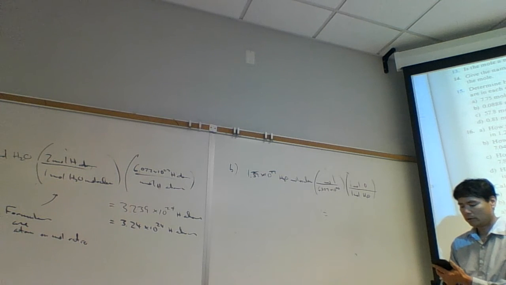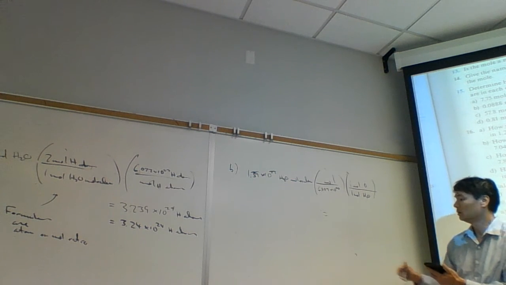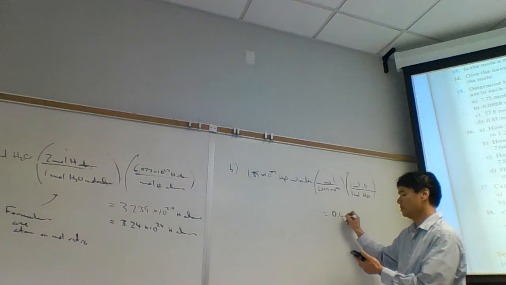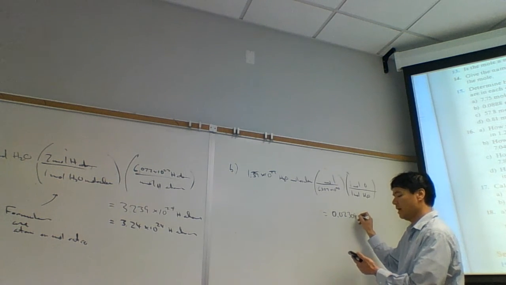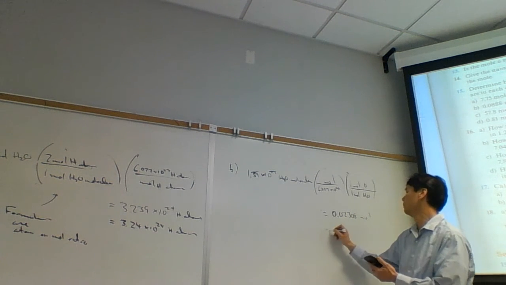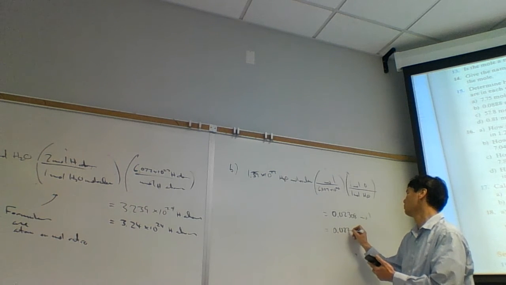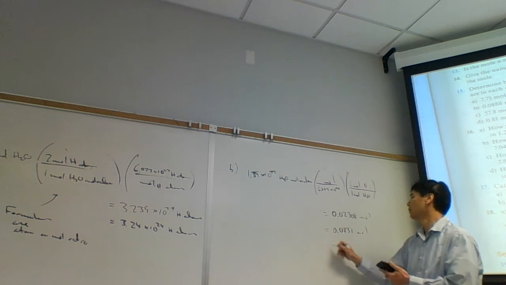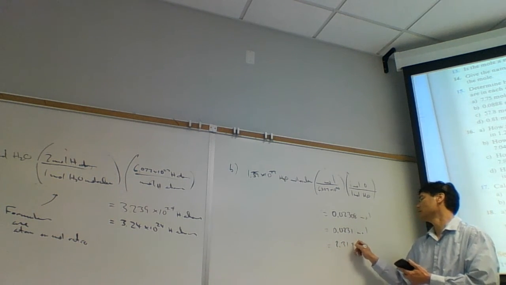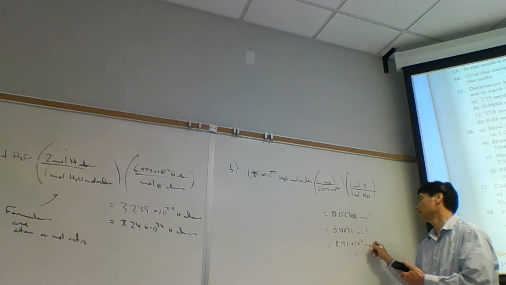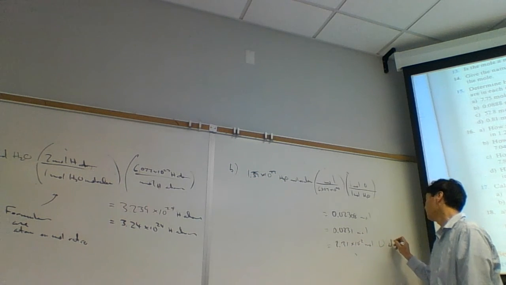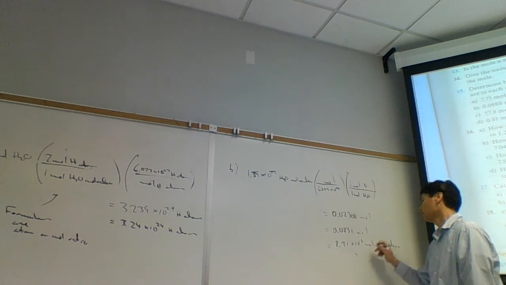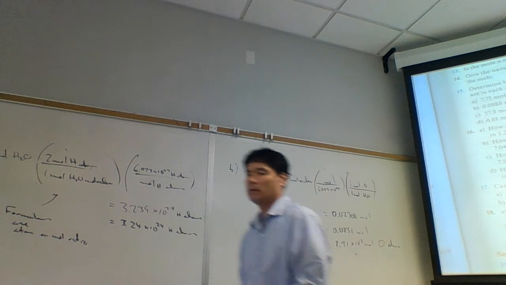So this is going to be 1.39 times 10 to the 22nd divided by 6.022 times 10 to the 23rd equals 0.02308 moles, or 0.0231 moles, or 2.31 times 10 to the minus 2 moles of oxygen atoms. Oxygen atoms, O atoms.